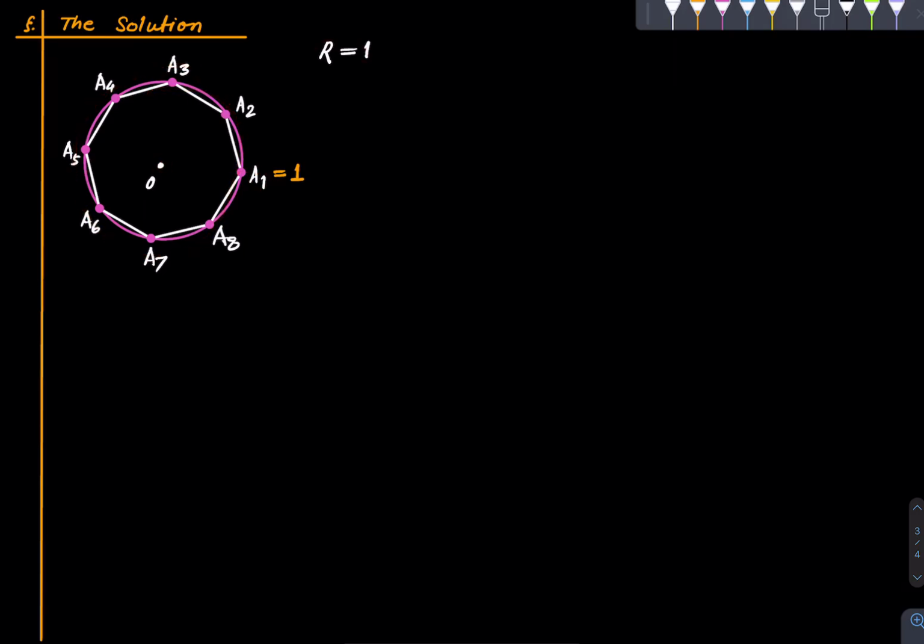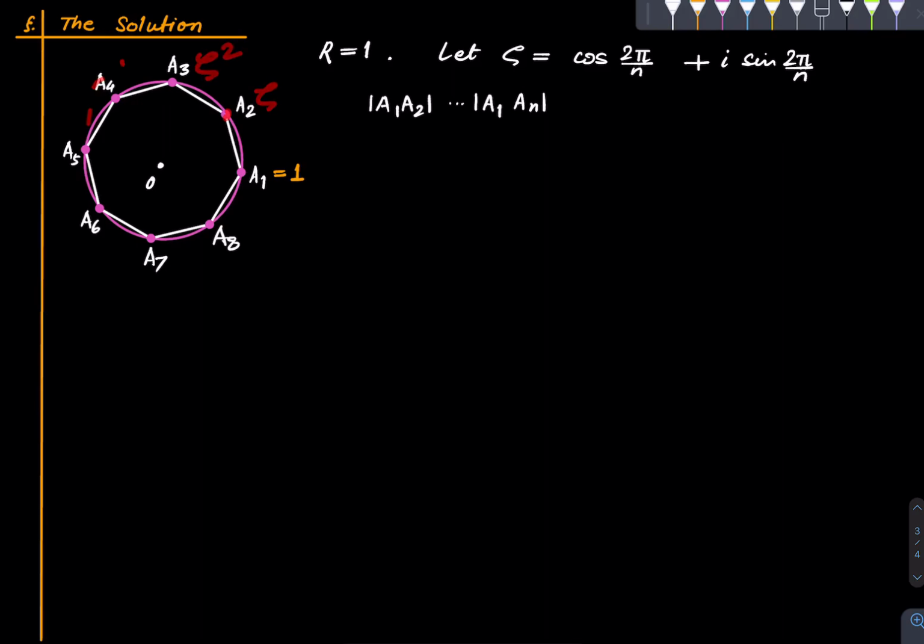So under those assumptions, what we want to really talk about is this quantity a1 up to an. But what is this? Let zeta be cos 2 pi by n plus iota sine 2 pi by n. So then what does a2 become? a2 is zeta, a3 is zeta square and so on. So a1, a2 is magnitude of 1 minus zeta. a1, a3 is magnitude of 1 minus zeta square. And a1, an is this.